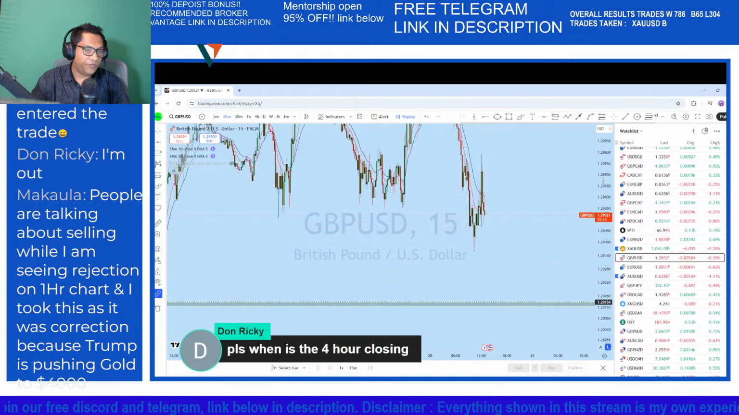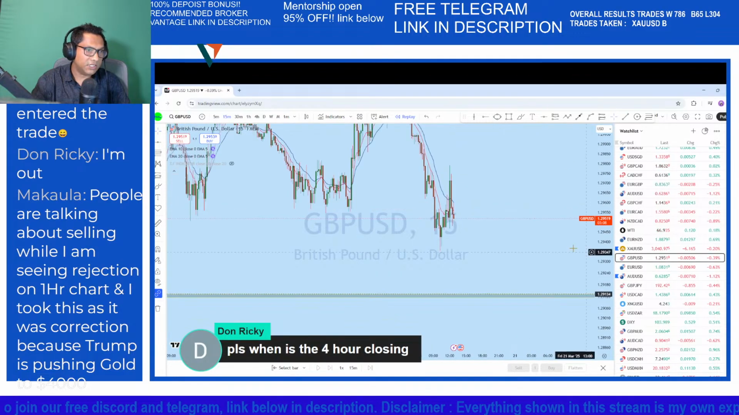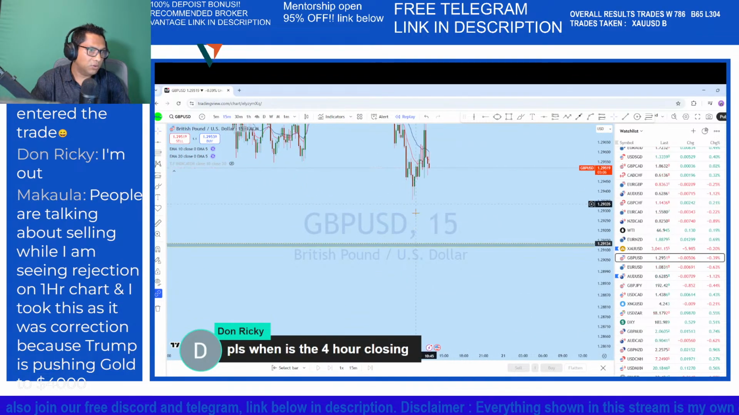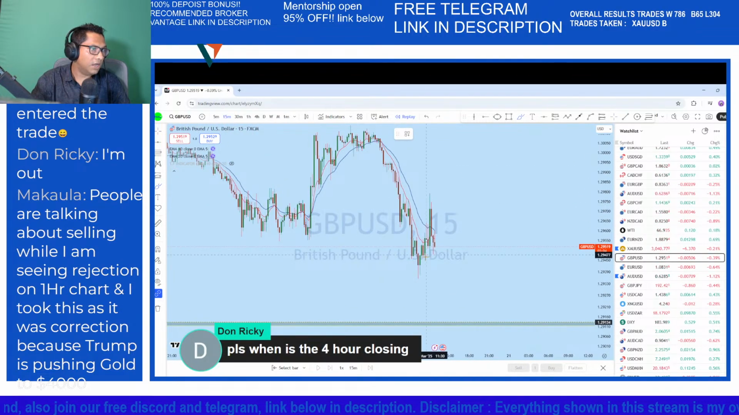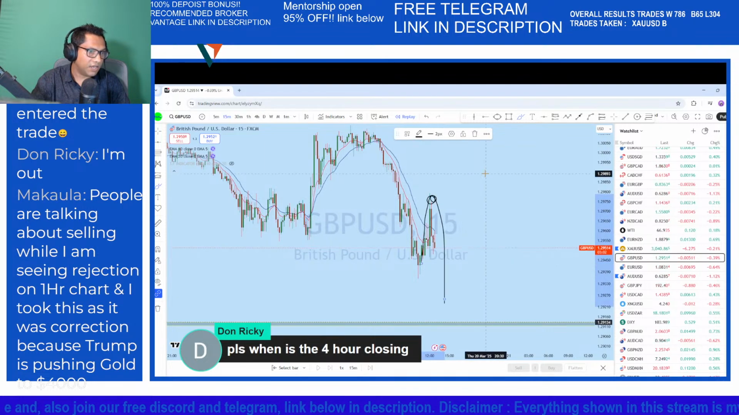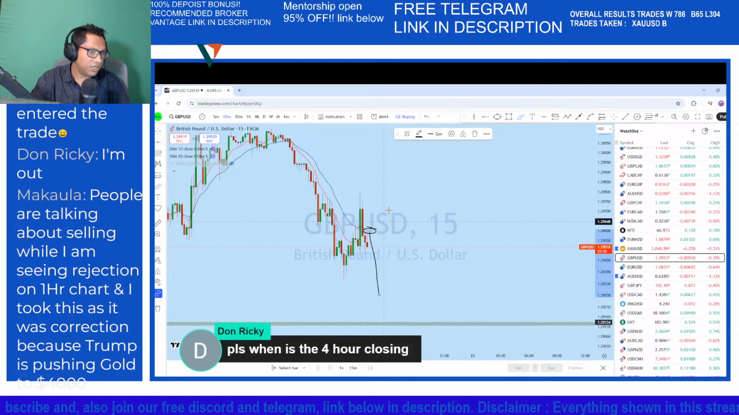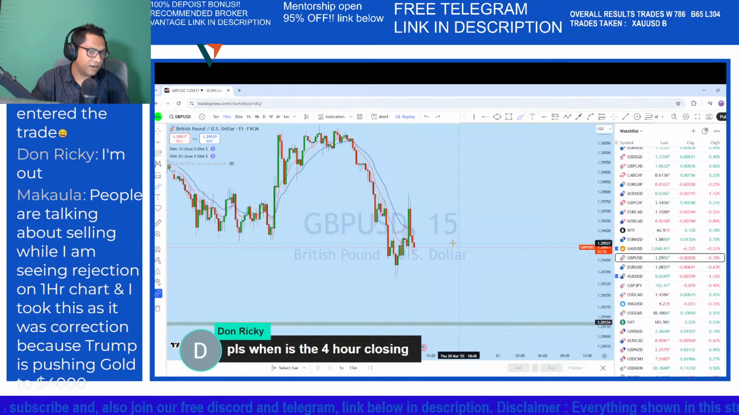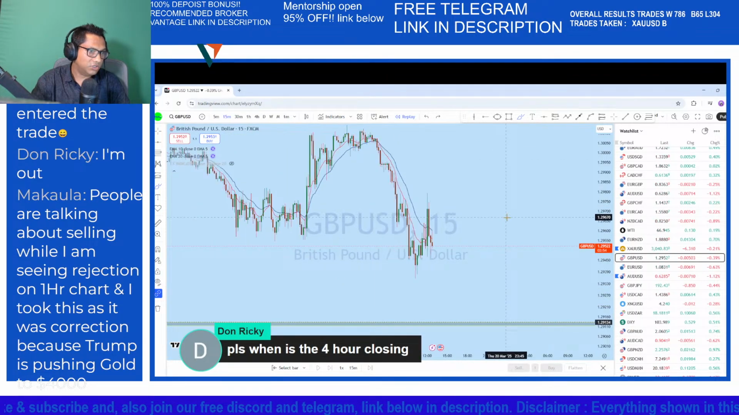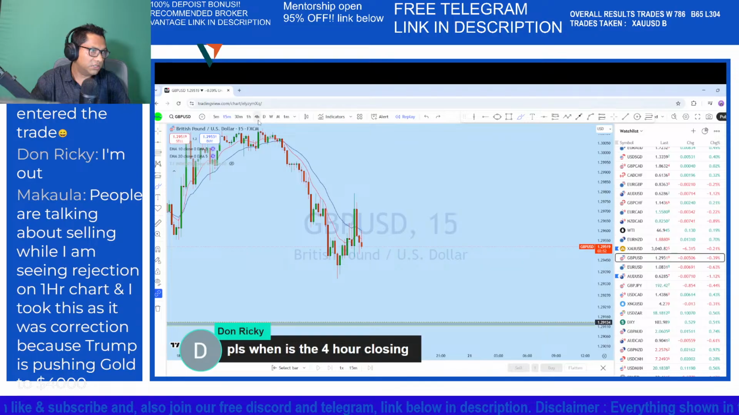If you look here, you can see this is a bounce on British pound US dollar, grabbing the liquidity and coming back here. You can see this is a liquidity grab, and the price is coming here to the support level on GBP USD.